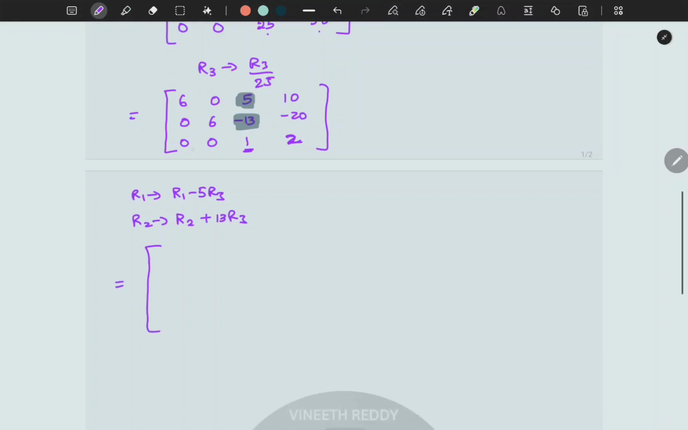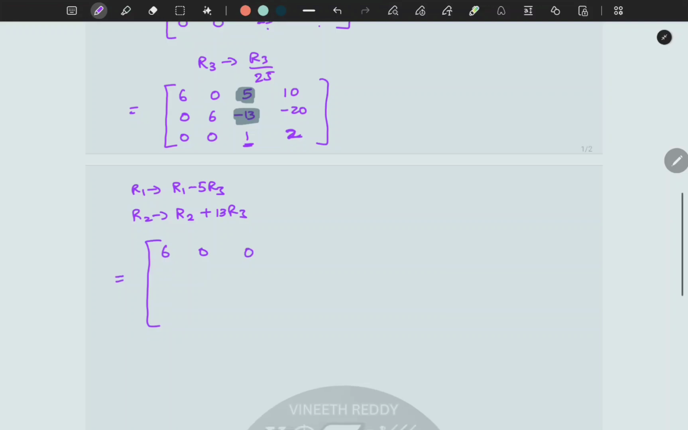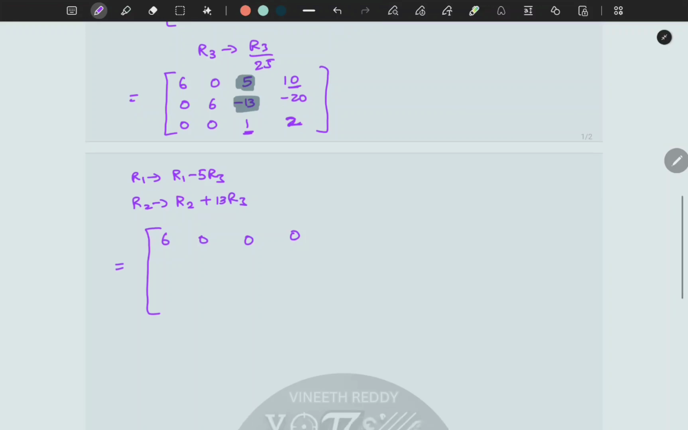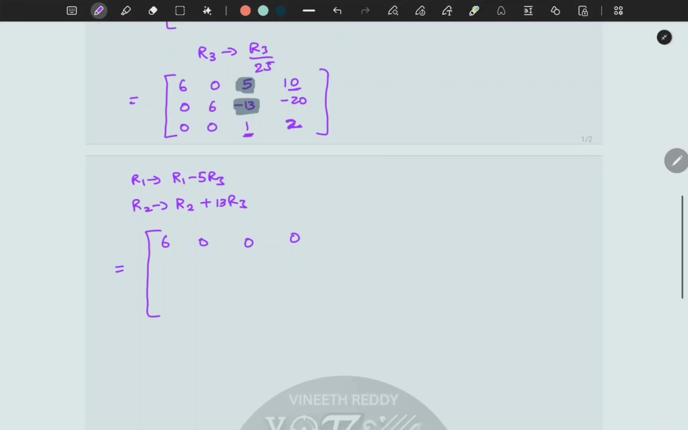So for the first element, 6 minus 0 is 6. Again, this is 0: 5 minus 5 is 0. 10 minus 5 into 2, which is 10, so 10 minus 10 is 0. Next we get a 0. 6 minus 13 plus 13 is 0. Now for this element, minus 20 plus 13 into 2. So this should be minus 20 plus 26, which is 6. And the last row is 0, 0, 1, 2.